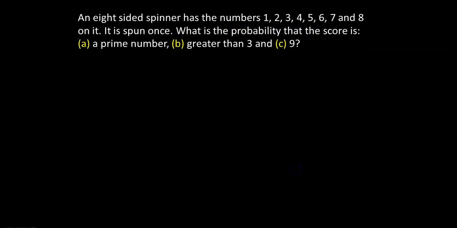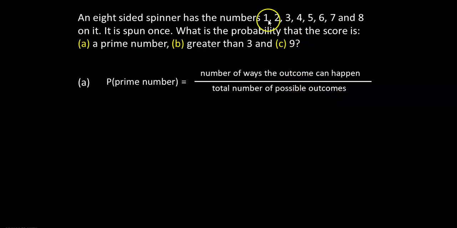Another question. An 8-sided spinner has the numbers 1, 2, 3, 4, 5, 6, 7 and 8 on it. It is spun once. What is the probability that the score is a prime number, B greater than 3, and C 9? So in this set of numbers here, how many numbers are prime numbers?